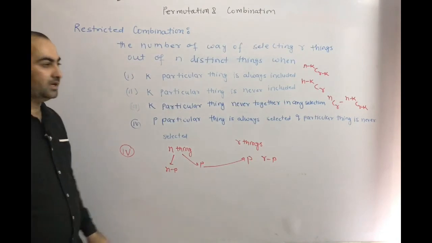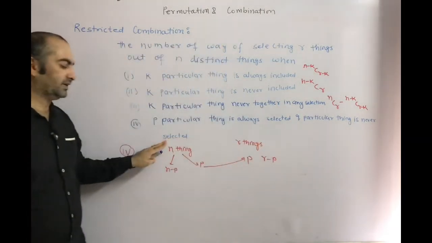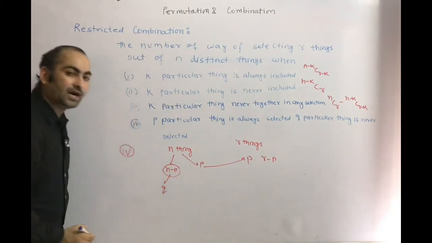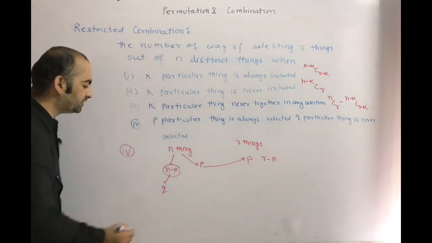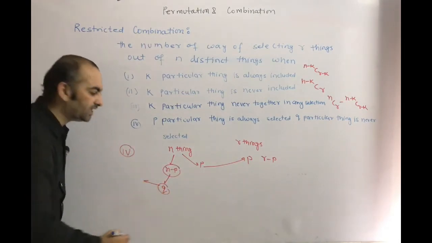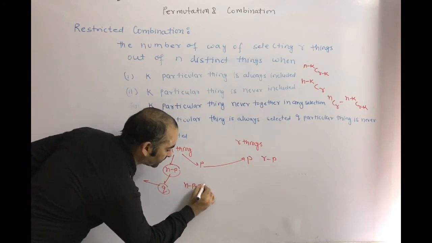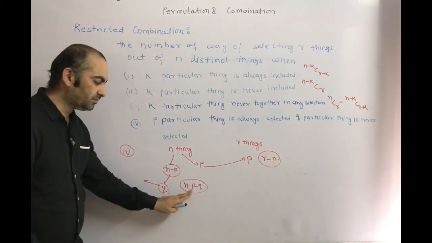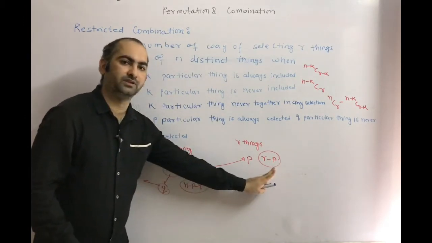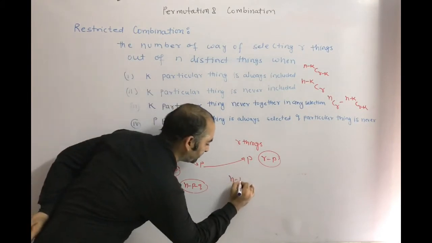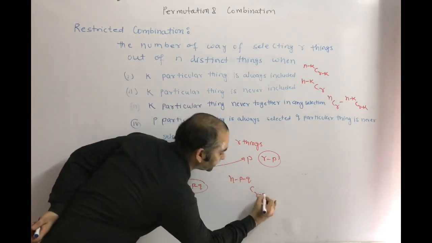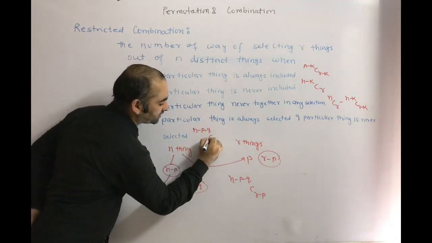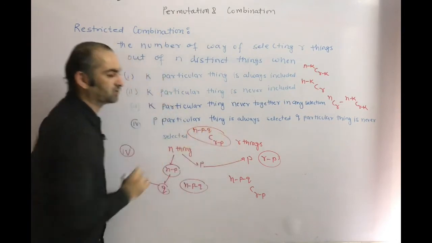Next point is q particular things are never selected. That means from here you will take q things outside, and these q things should not come here. So we will send these q things outside. The remaining is n minus p minus q, but here we want r minus p things only. So out of n minus p minus q things, you have to select r minus p things. So that is nothing but n minus p minus q C r minus p. So the fourth one is n minus p minus q C r minus p. That is the fourth result.